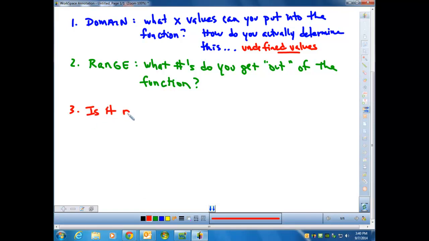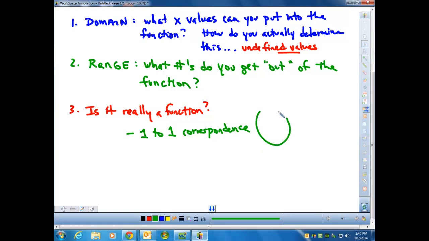Kind of getting ahead of ourselves a little bit, because we probably need to look at, is this graph or equation or whatever, is it even a function at all? Are we actually looking at a function? Because if we're not, then a lot of these things we're talking about really are pointless. So if it's a function, I mentioned this the other day, it has a one-to-one correspondence. Again, what does that mean? It means that for any particular x value, when you plug it into the function, you are only going to get one y value from it.